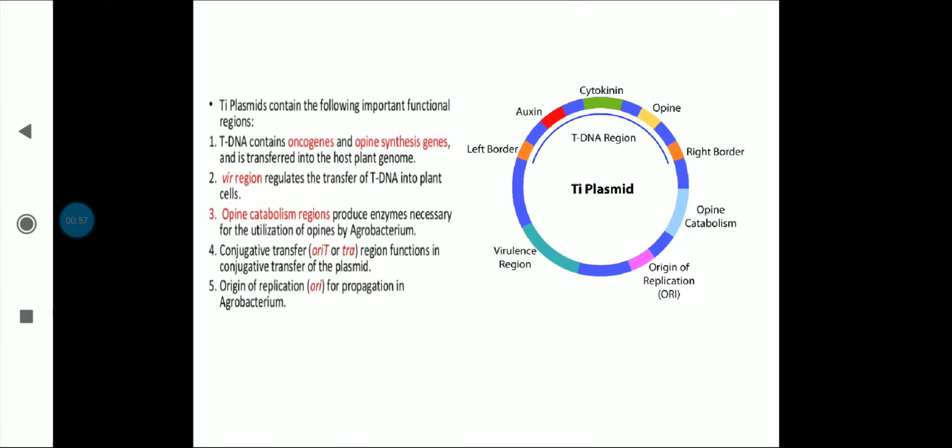Apart from tDNA, the plasmid contains other regions such as virulence regions, which help in tDNA transfer into the plant. Next type of gene is the opine catabolism gene that produces enzymes necessary for the utilization of opines by Agrobacterium. And there is origin of replication, which is required for the propagation of Agrobacterium.